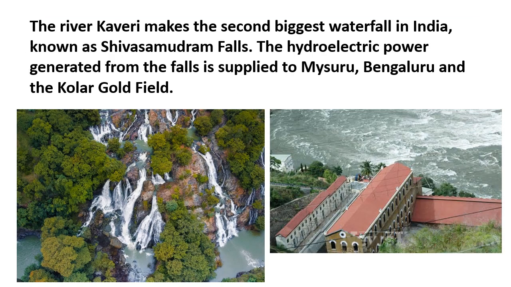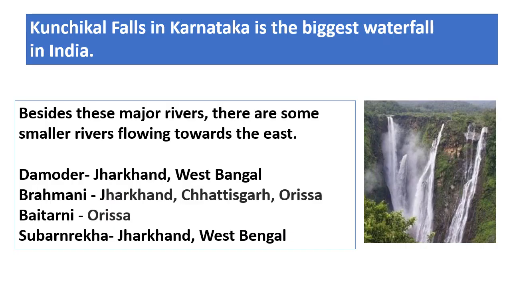The river Kaveri makes the second biggest waterfall in India, known as the Sivasamudram Falls. The hydroelectric power generated from the falls is supplied to Mysuru, Bengaluru, and Kolar Goldfield. Kunchikal Falls in Karnataka is the biggest waterfall in India.